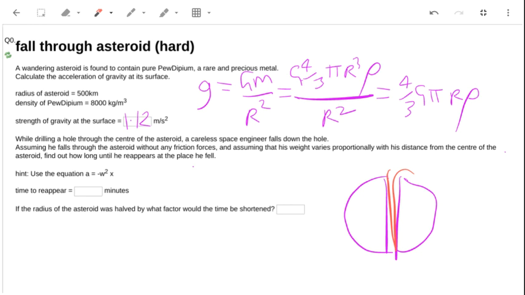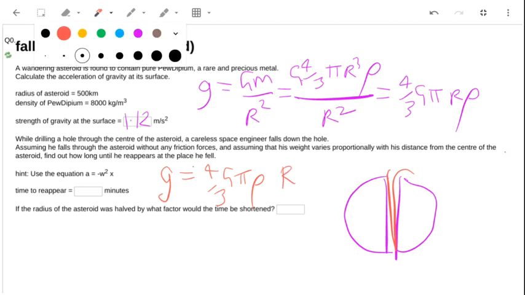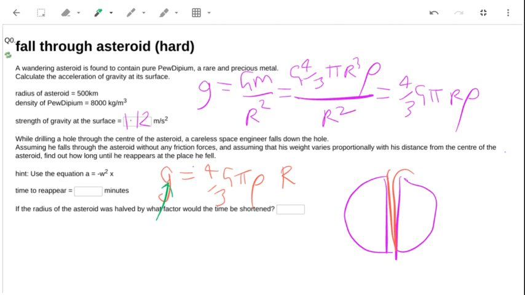It says to use the equation a equals minus omega squared x. And if we look at what we got earlier, it's the same thing. g equals 4/3 G pi rho times r. That's my acceleration there, and that's my displacement there, because as he falls, he is effectively on the surface of a smaller and smaller planet with that radius identical to his displacement from the center.